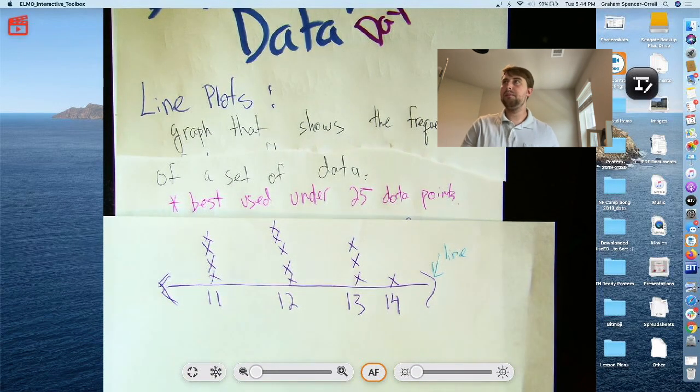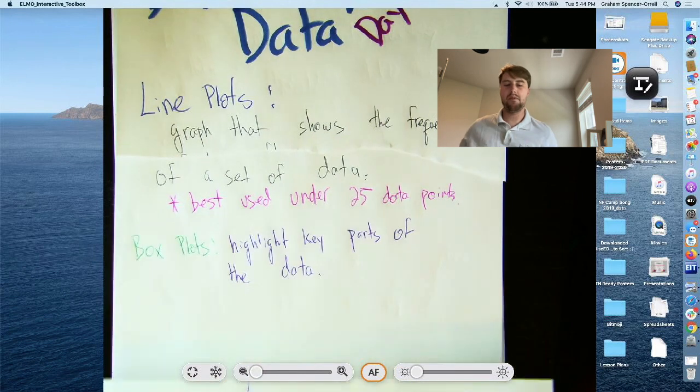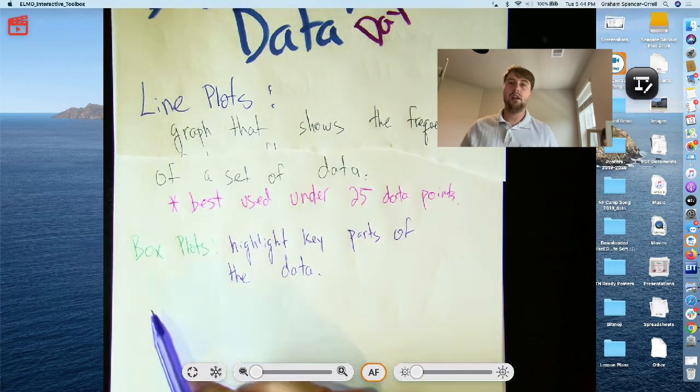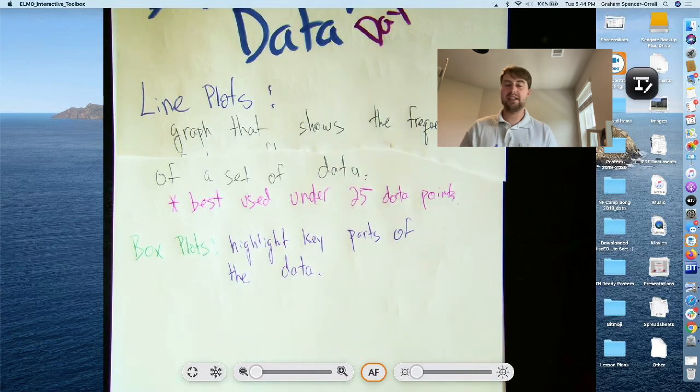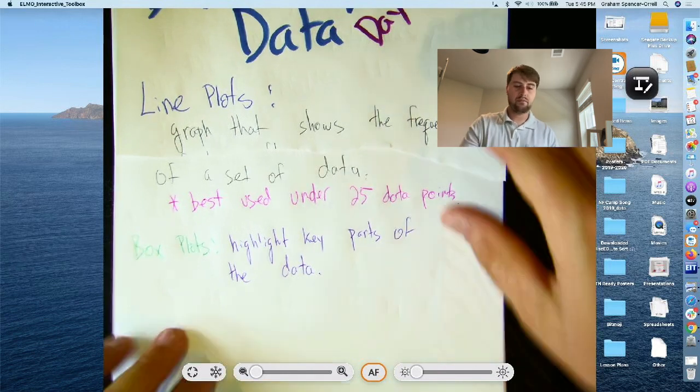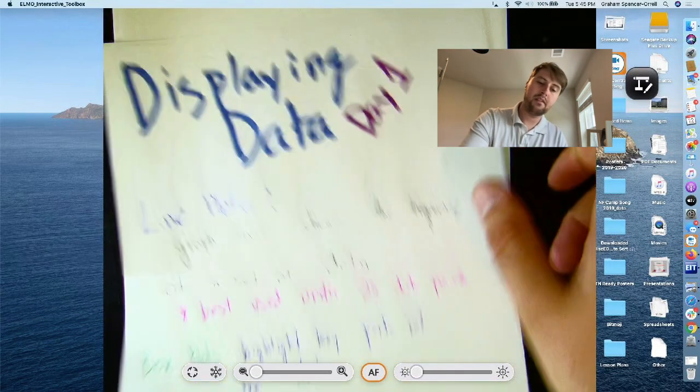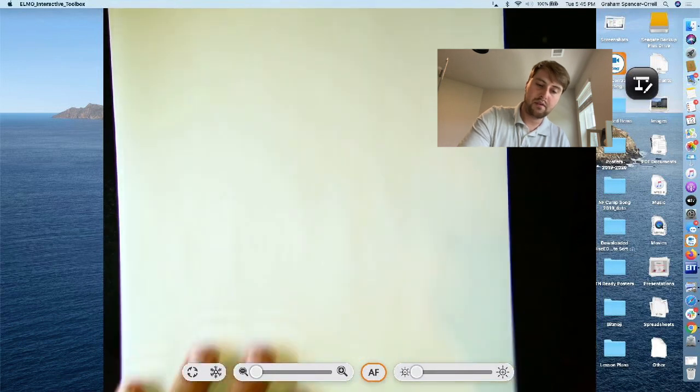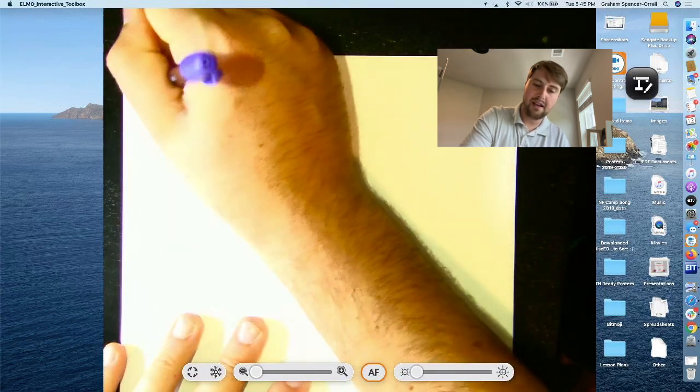We will also today be looking at box plots. Those highlight key parts of the data. We're not actually going to make any of those ourselves. We're just gonna look at some that I draw and we'll take a look at together. Awesome. So moving on, a line plot is super simple. So we're gonna have a page called line plots.